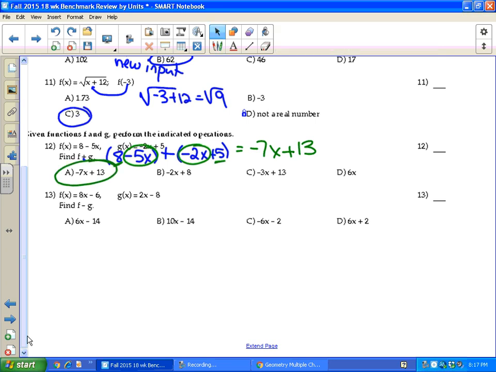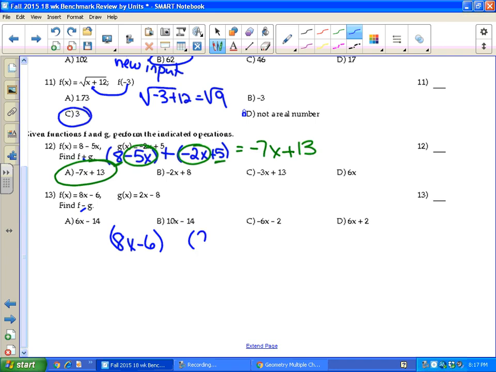What am I doing in 13? In 13, I am subtracting the functions. You got to subtract them in that order. So I'm going to write down my f function, write down my g function, and subtract them. When you see a subtraction in front of parentheses, you've got to make sure you change those signs. So after you change your signs, 8x minus 2x is going to be 6x, and -6 plus 8 is +2. So 6x plus 2 is choice D.